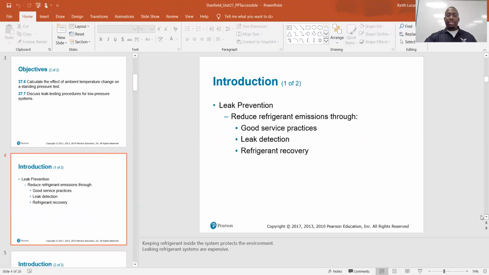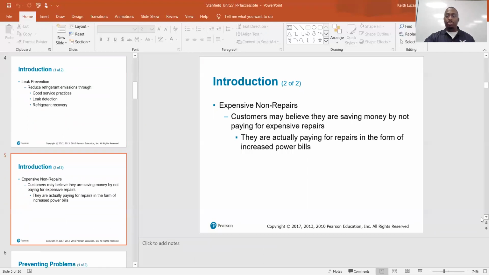So leak prevention, that is better than leak detection, it's leak prevention. Reduce refrigerant emissions through good service practices, leak detection, refrigerant recovery. Keeping the refrigerant inside of the system protects the environment. Leaking refrigerant systems are expensive. Obviously, you're wasting refrigerant and you have to pay for repairs, which could be pretty expensive.